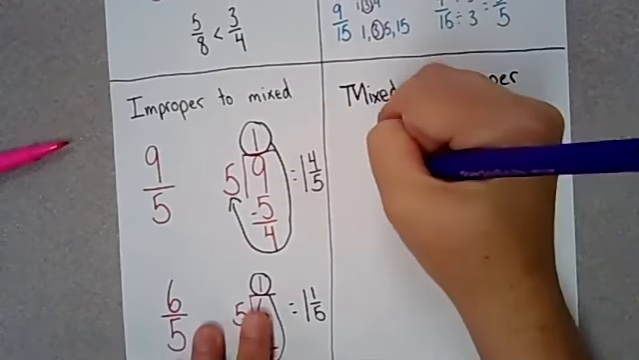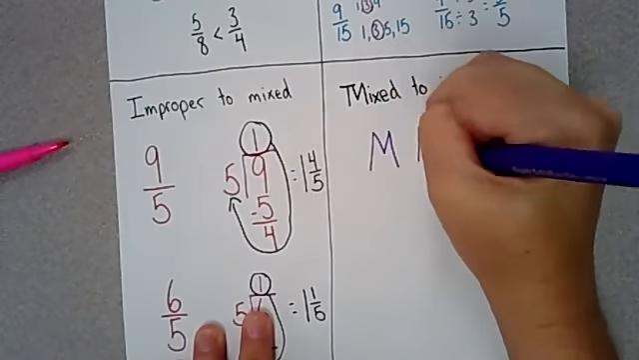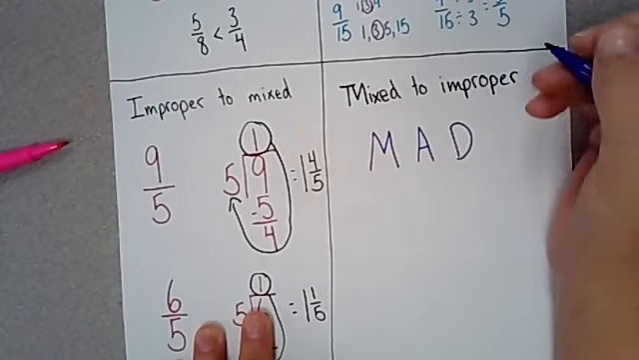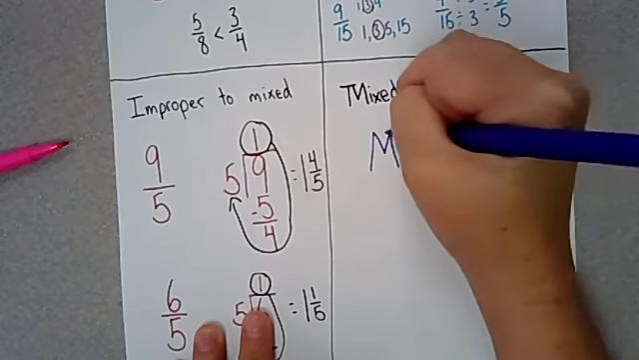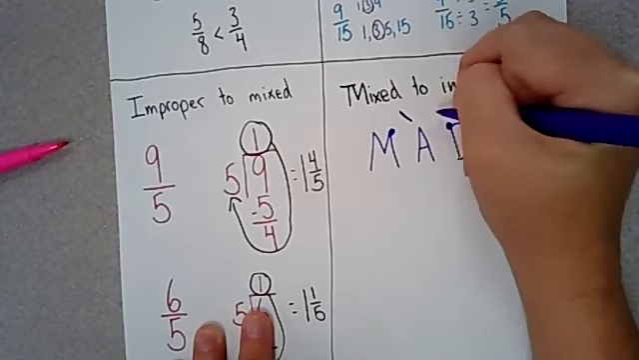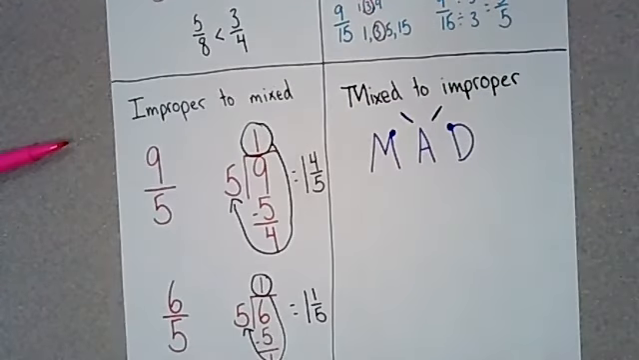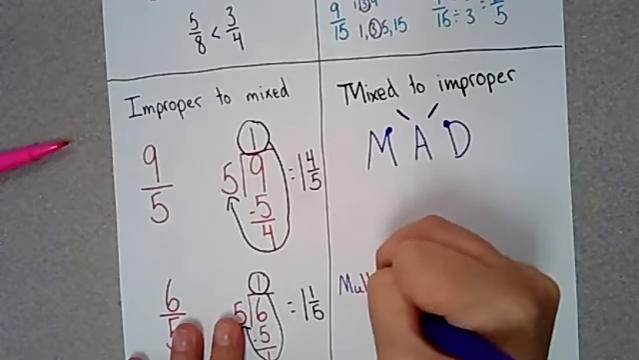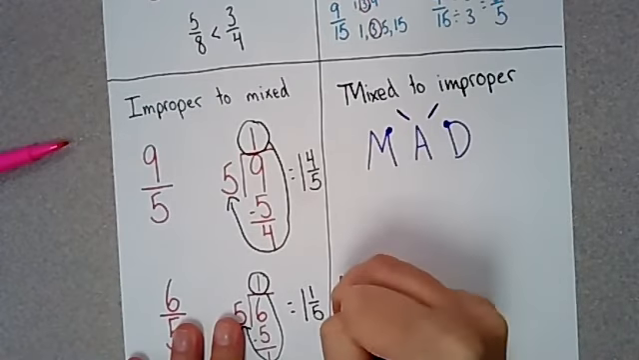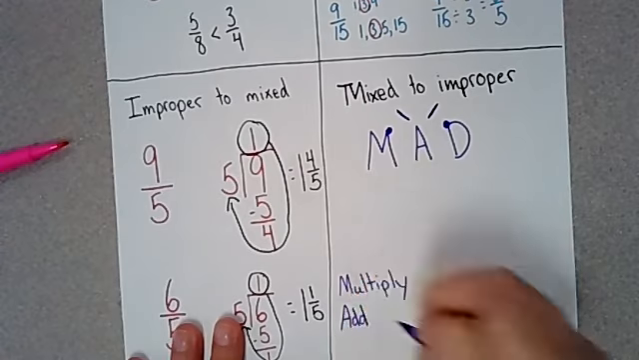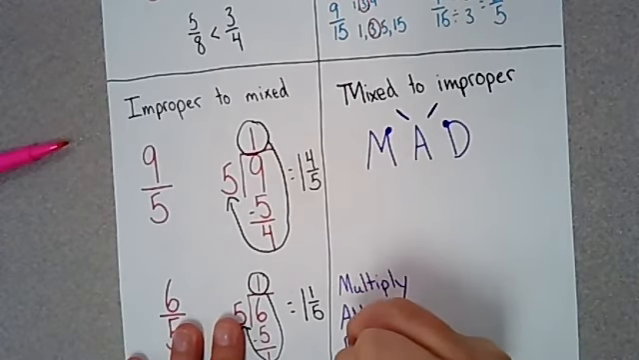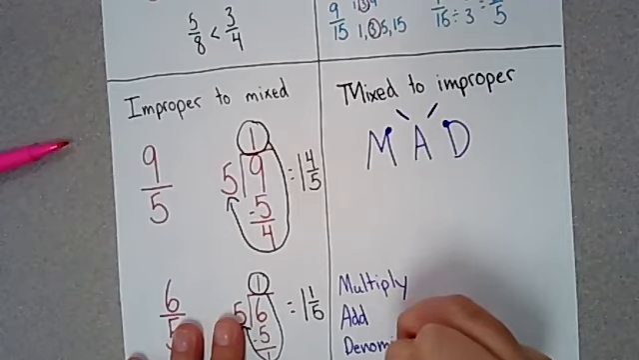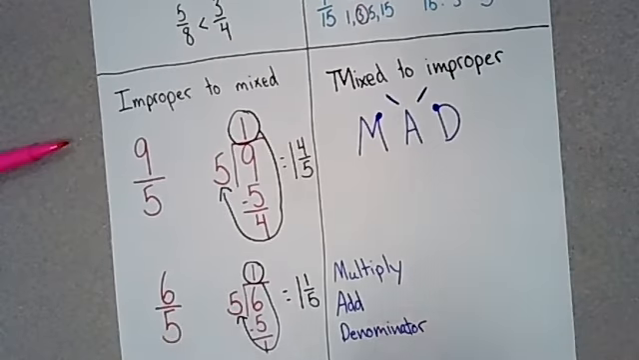So I'm going to write M-A-D in big letters, and I'm going to get mad. I'm going to put some angry eyeballs on this thing. Here's my angry eyeballs. I'm mad. Okay. Mad means multiply, then add, then put it over the denominator. The good thing is you don't have to change the denominator on this. Okay? So mad means multiply, add, denominator. Miss Ross, what does that mean? I'm going to help you.